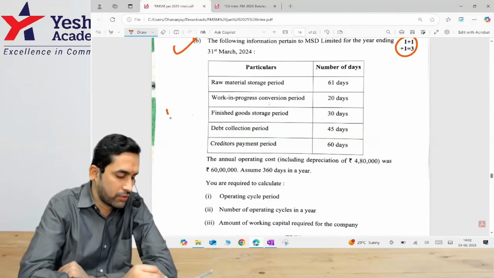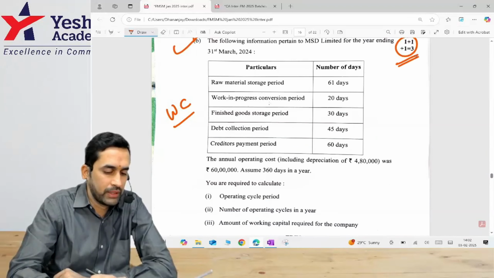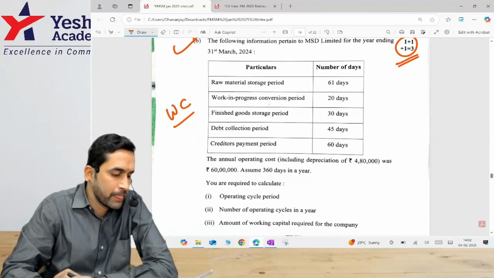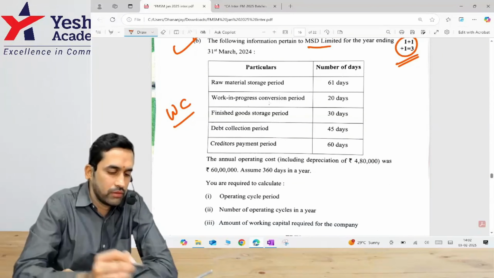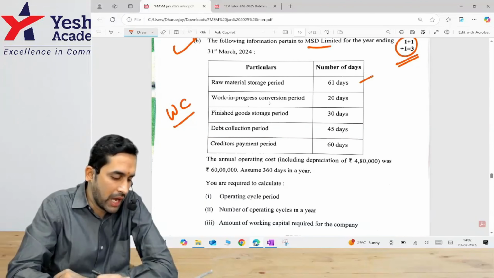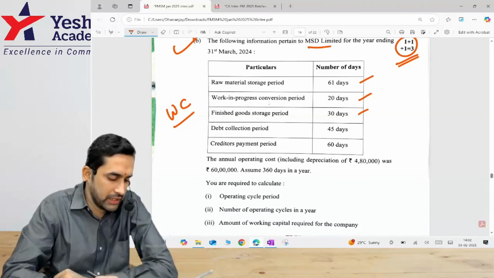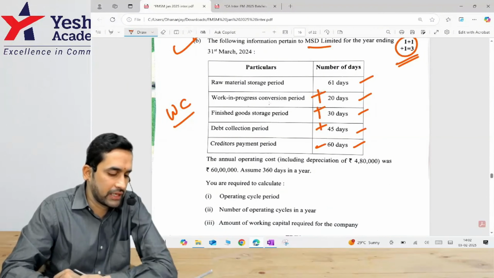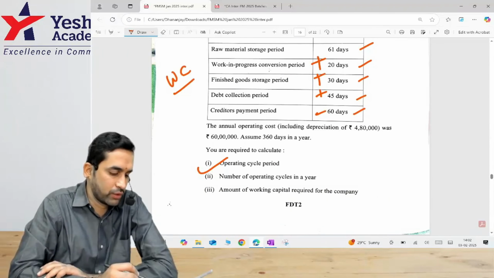Yeah, this question is from working capital. This is probably the bonus for all those who attempt it this time. Following information is given for the year ending 31st March: RM period, WIP, FG, collection and creditor. If you just add all this and deduct the creditor period, you'll get to know one cycle period. And that itself they've asked us as one question.